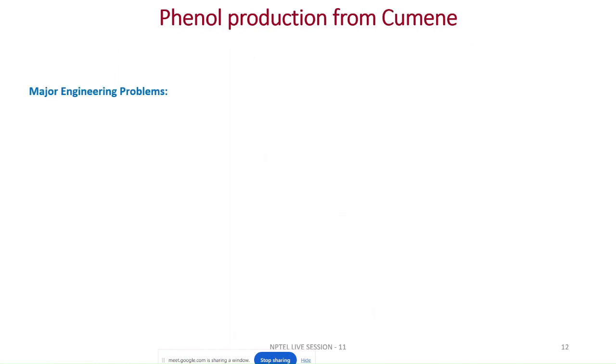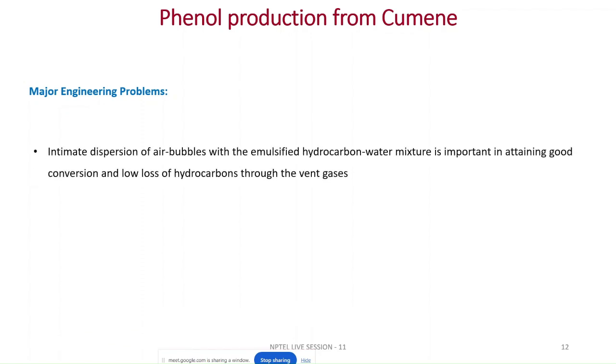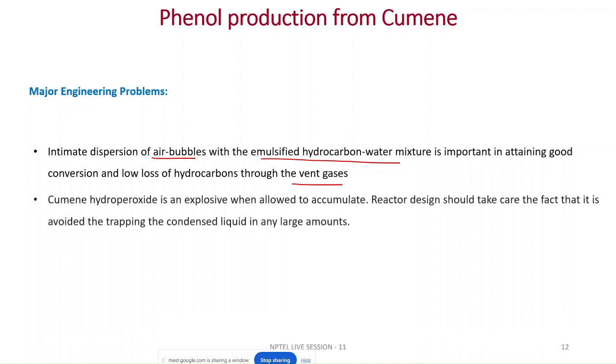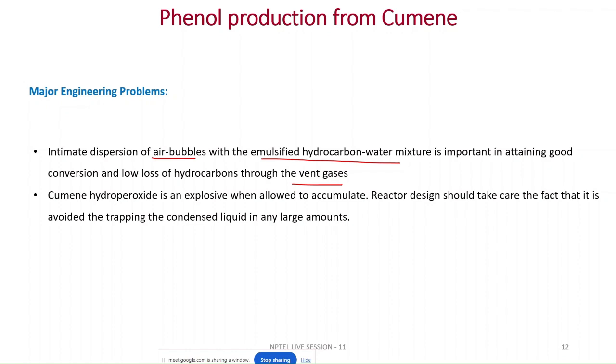So, what are the major engineering problems involved in the phenol production from the cumene? One is the intimate dispersion of the air bubbles with the emulsified hydrocarbon water mixture, which is very important in attaining good conversion and low loss of hydrocarbons through the vent gases. Right? In the oxidizer you have seen that air is bubbling up, so there should be good mixing. Otherwise there will be loss of hydrocarbon through the vent gases, so this should not happen. To get a good conversion we should avoid that.